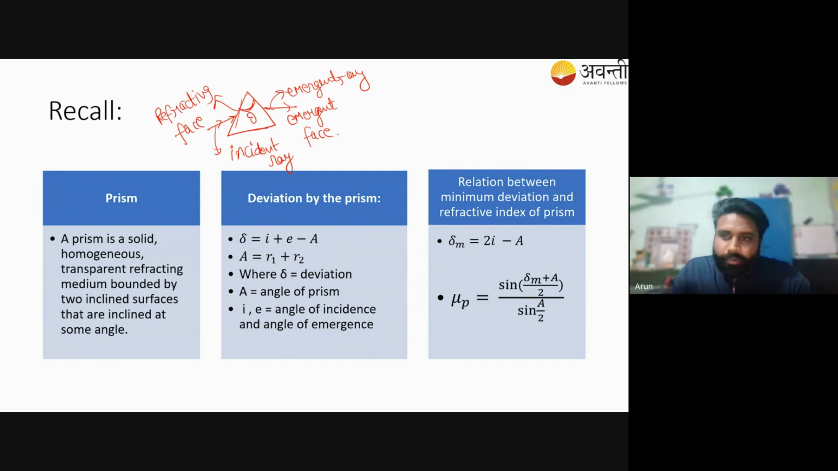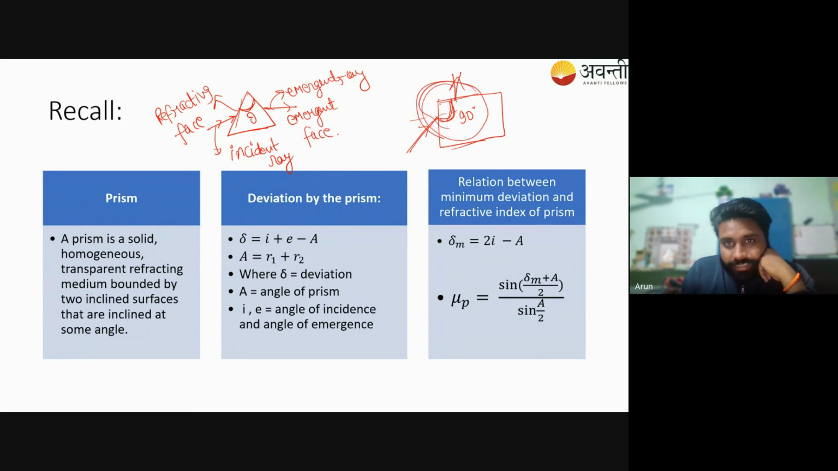I have told you that this triangular shape is not the only prism that you will consider. If you have a glass slab, and you are passing a ray in this direction, the incident ray is falling at an angle and going through this face. So these faces are also inclined at some angle, which is 90 degrees. So this object would also be considered a prism.